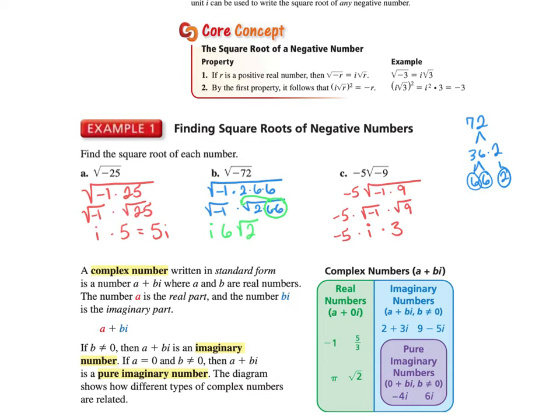So let's put all our numbers together. We can multiply negative 5 times 3 is a negative 15i. And then i goes on the end. Just keep it there. It's kind of like a variable. Behaves the same way, like terms, that kind of thing. Okay? But it's an actual number. It's the square root of negative 1.